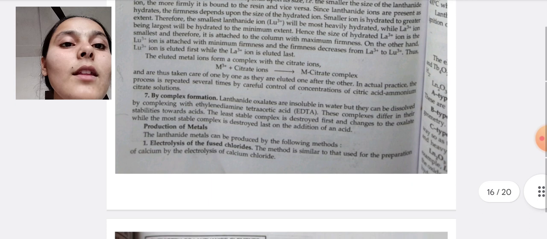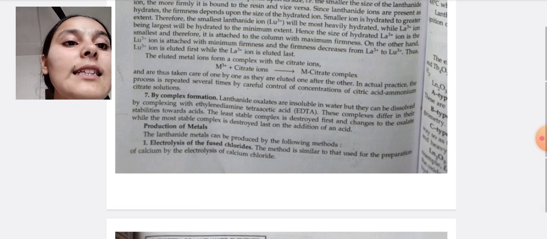By complex formation, lanthanide oxalates are insoluble in water, but they can be dissolved by complexing with ethylenediaminetetraacetic acid (EDTA). These complexes differ in their stabilities towards acid. The least stable complex is destroyed first and changes to the oxalate, while the most stable complex is destroyed last on the addition of an acid.